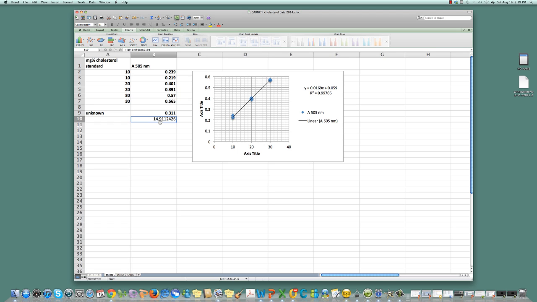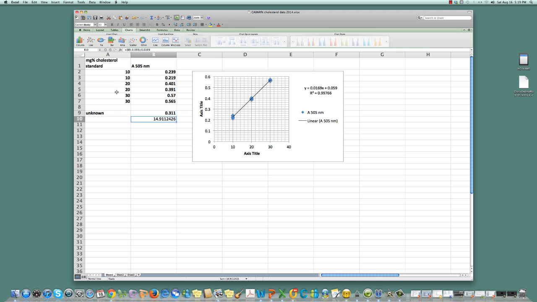That's pretty good because the actual value of our unknown was 15 milligram percent, so I got very close to the true value. Of course, you can do this in a calculator as well. And in fact, I think I'd probably rather you did this on a calculator so that you can then write out the equation in your notebook.